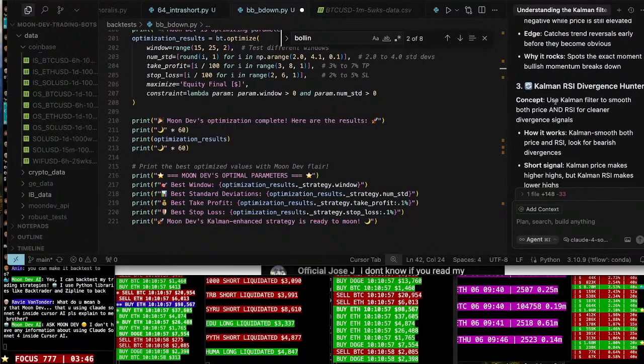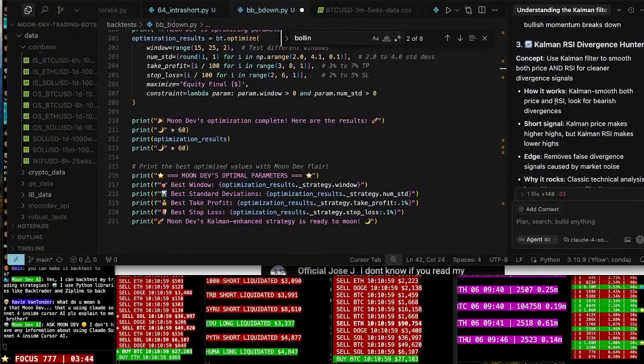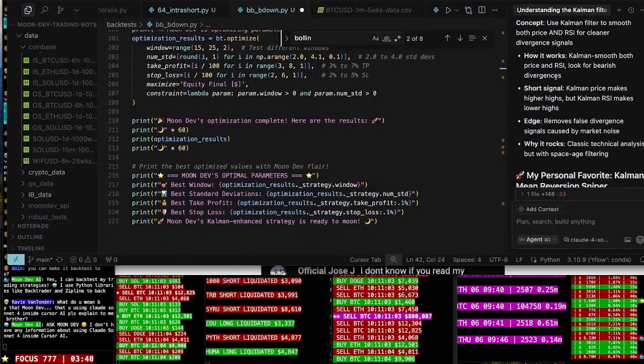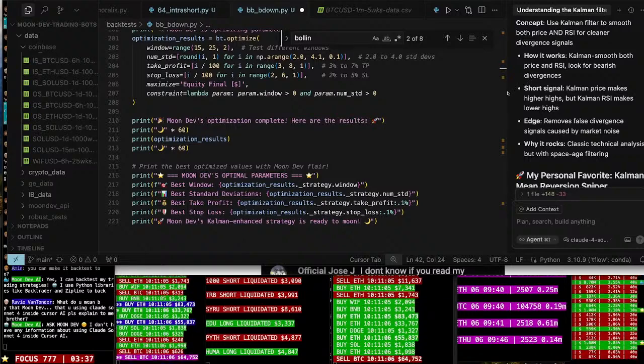Kalman RSI divergence hunter. How it works: Kalman smooth both price and RSI, looking for bearish divergence.